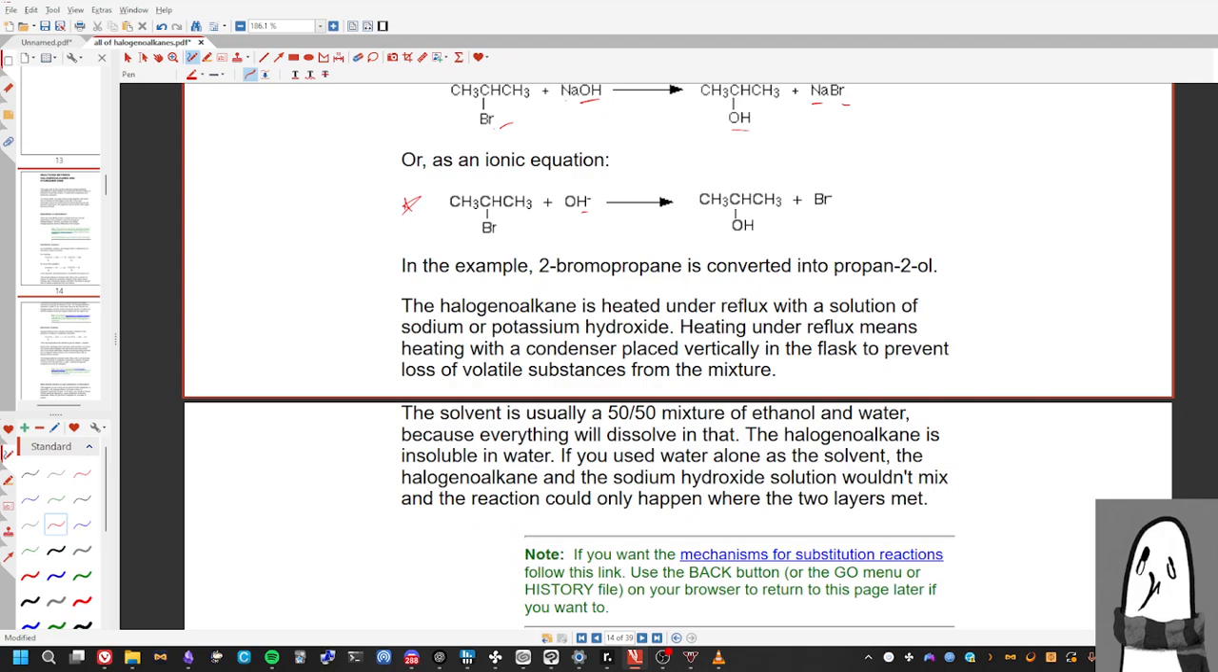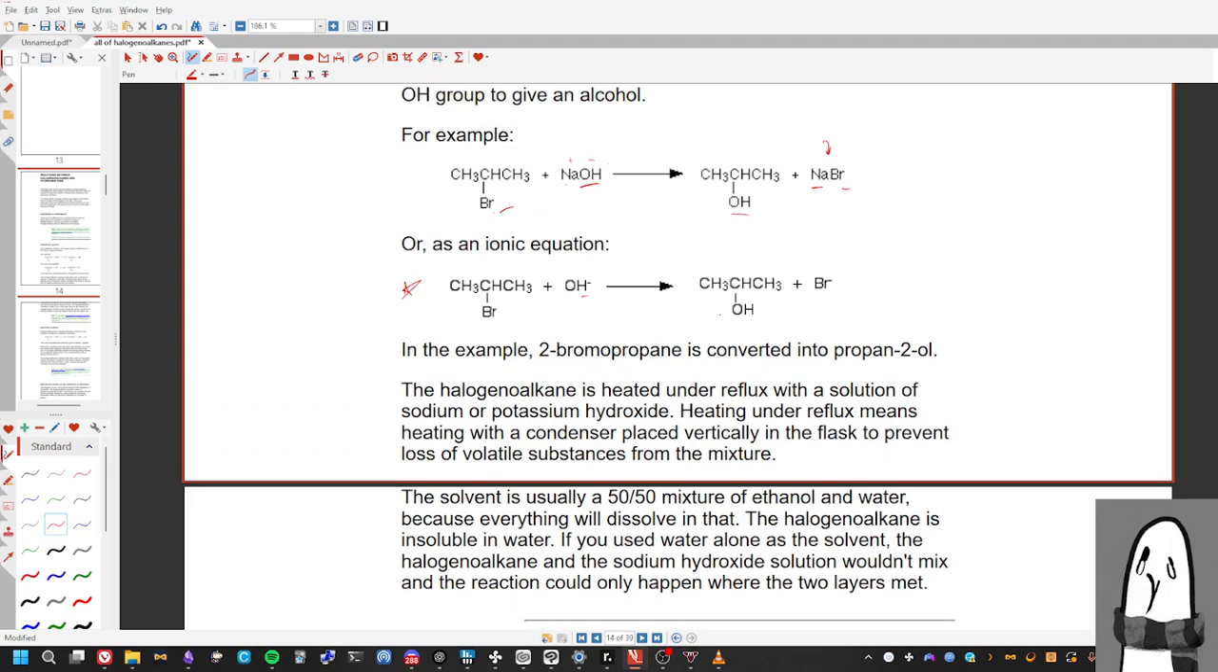Now in this example, 2-bromopropane is converted to propan-2-ol. Are you seeing that? 2-bromopropane to propan-2-ol. The halogenoalkane is heated under reflux. So again, we're talking about heating under reflux. The halogenoalkane is heated under reflux with a solution of sodium or potassium hydroxide.